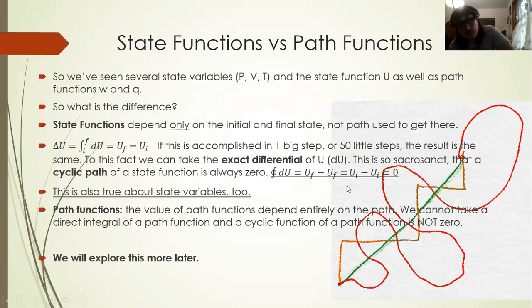So U final minus U final is 0, U initial minus U initial is 0. Well, if I did this as a path function, I went all the way over here with the heat and the work, and I took a different path back, the heat and the work will not have gone back to 0. This will be true for all state variables as well. The path functions will not be 0. And we'll explore that more later in several problems. It'll be tedious, but it can be done. You just have to look at the ideal gas equation and what we know.